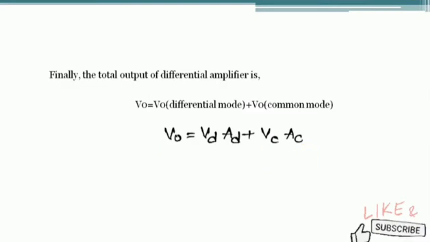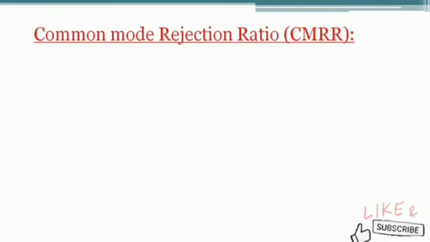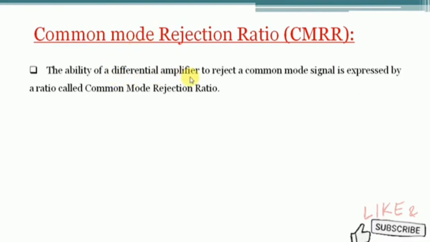Now we are going to see the exact definition of common mode rejection ratio and how the output voltage V0 can be expressed in terms of it. From this we can say that the differential amplifier or operational amplifier has to amplify the difference of input signals and has to greatly reject the common mode signals applied at the inputs. In order to reject the common mode signals, we define the parameter common mode rejection ratio. It is the ability of a differential amplifier to reject a common mode signal, expressed as CMRR.